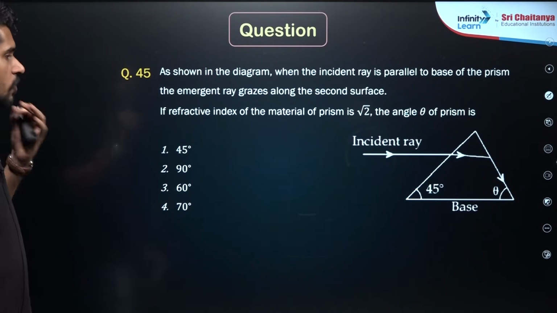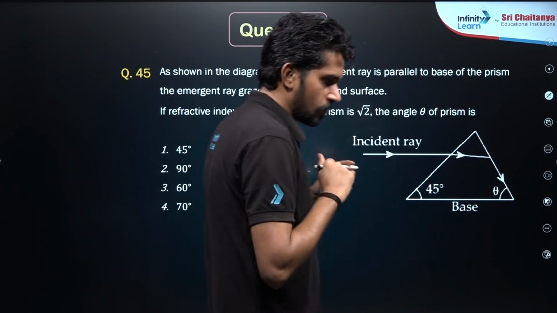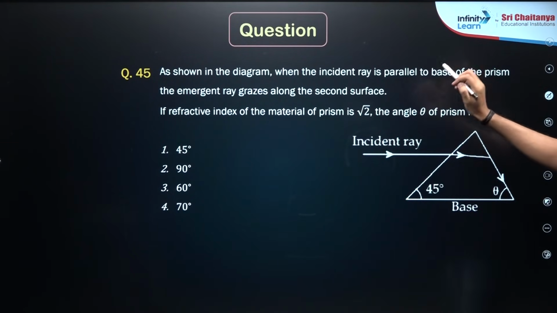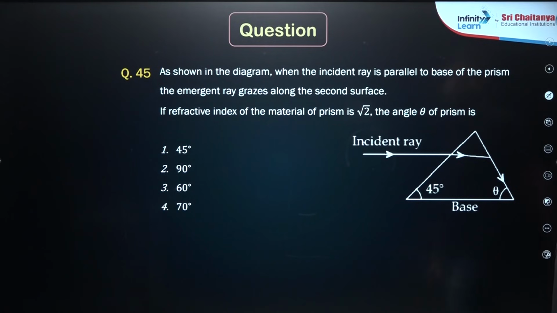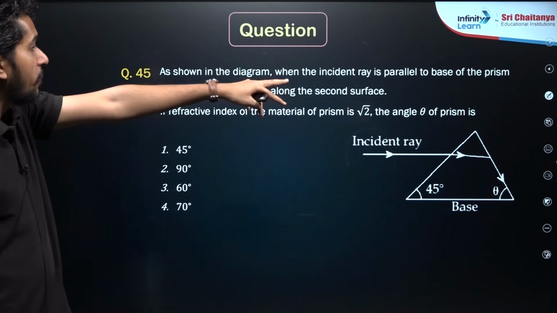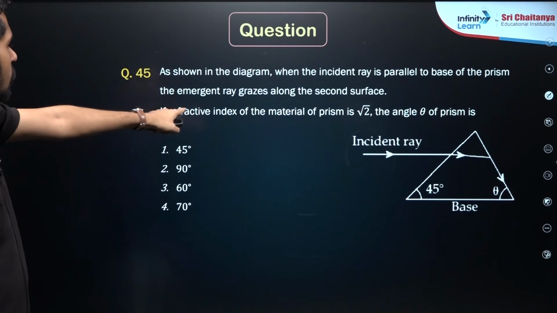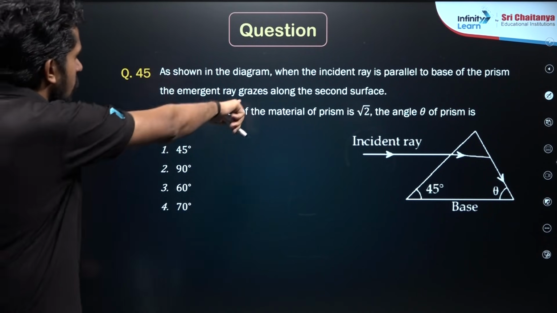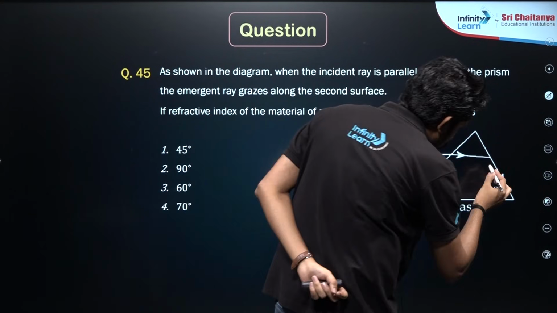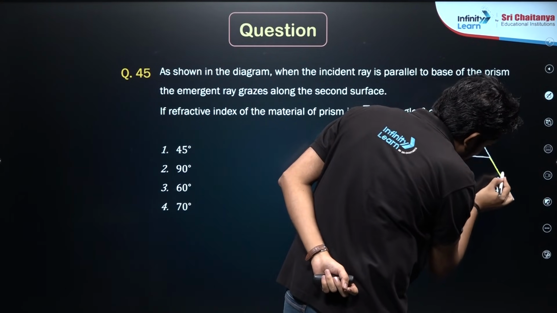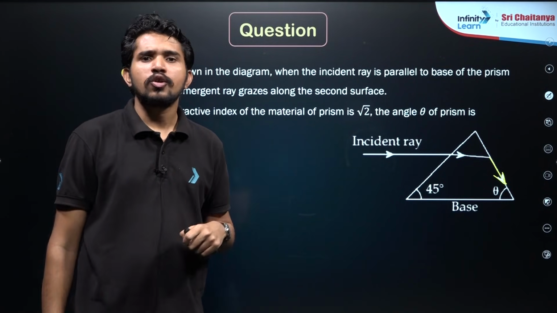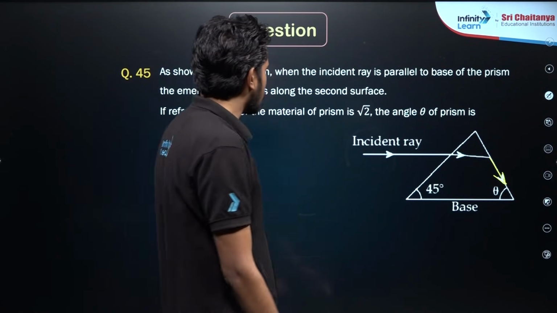Okay, now this is a good question. Why is this a good question? As shown in the diagram, when the incident ray is parallel to the base of the prism, the emergent ray grazes along the second surface. Okay, this is not a good question. This is also a simple question. So this is the emergent ray. So this is what? This is TIR, total internal reflection.